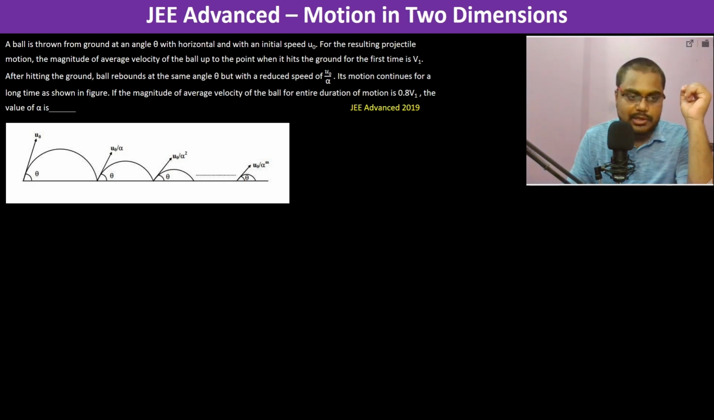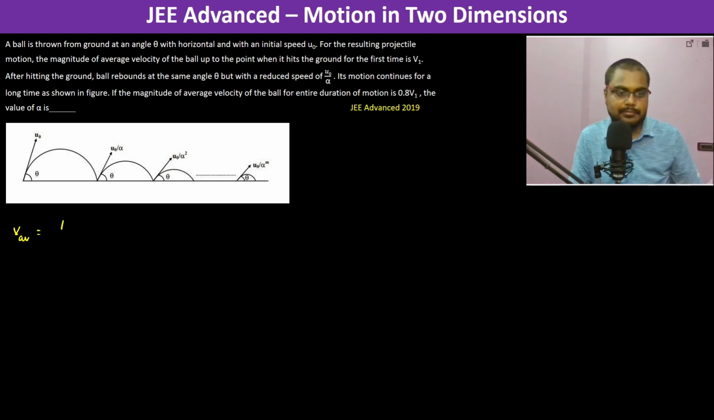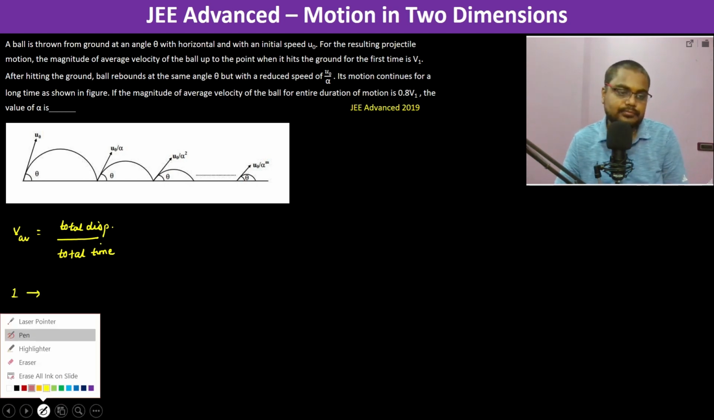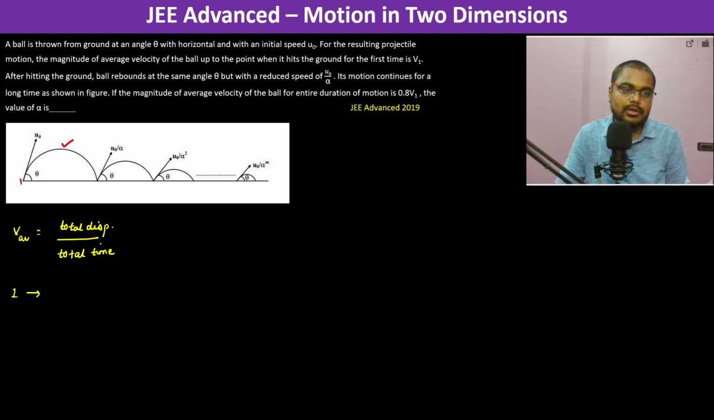So average velocity कैसे निकालते हैं? Total displacement divided by total time. Okay, तो पहला के लिए, like for the first motion, this is the first time it hits the ground again, this is the second time, this is the third time, and so on.